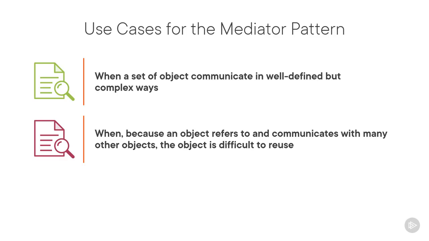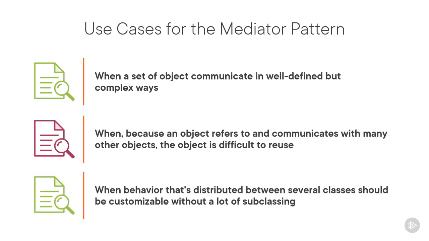And lastly, when behavior that's distributed between several classes should be customizable without a lot of subclassing. In that case, the mediator pattern can avoid a lot of that subclassing. What this means is that the mediator localizes behavior that would otherwise have to be distributed amongst different classes. And it does that because all relations between components are contained within the mediator. From that follows that when using the mediator, the colleague classes can be reused as is when the behavior has to be customized. It's contained within the mediator without requiring changes to or subclassing of the colleague classes.